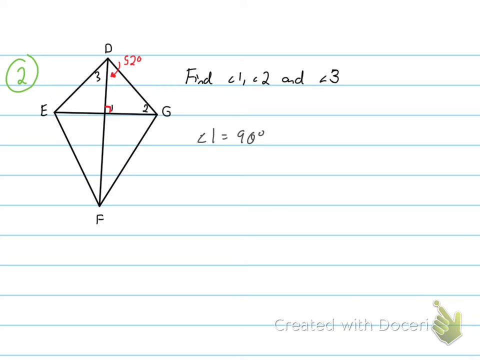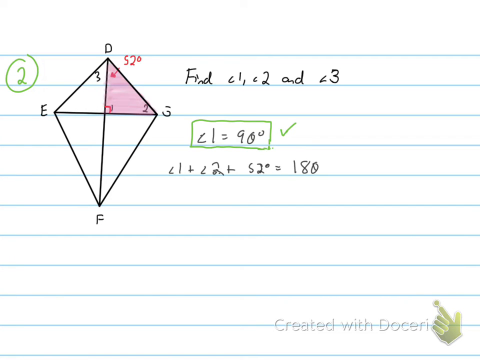Right out the gate, I know that angle 1 is 90 degrees because that angle is formed by the two diagonals, which we know in a kite, diagonals are perpendicular. Now, if I look to find angle 2 here, I see that angle 2 is a part of this little triangle that I highlighted in pink.